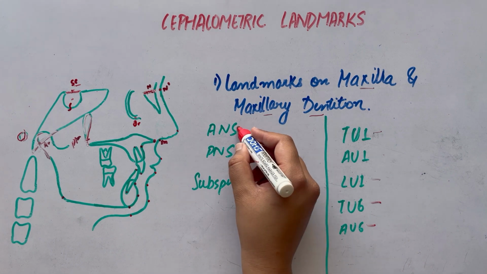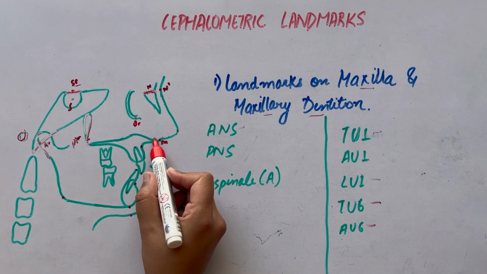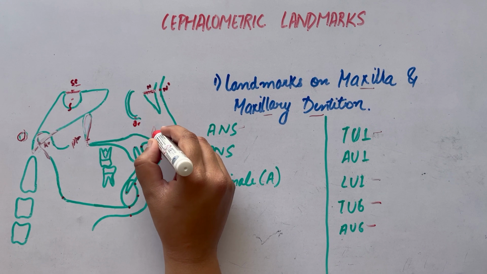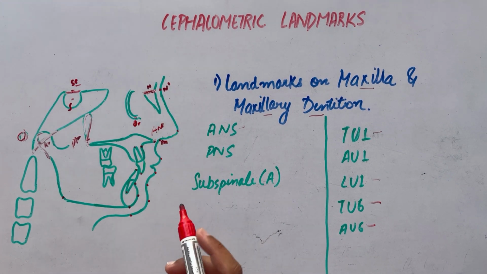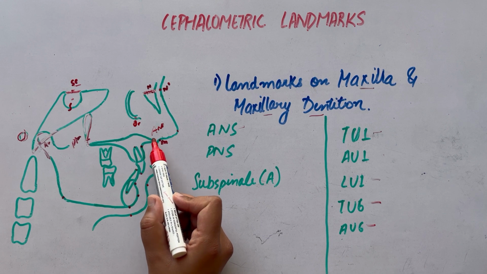So starting with ANS. Now, ANS is defined as the most anterior point. This is the ANS point. It is defined as the most anterior point on the anterior nasal spine of the maxilla.